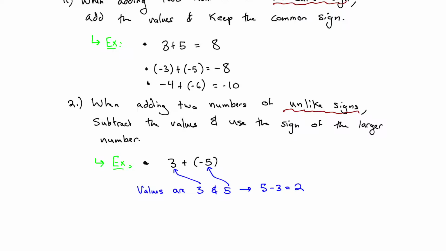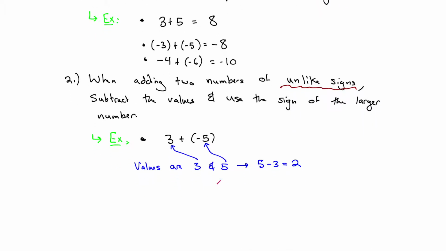Now, ideally, you won't need to do this after a while. I hope that you get to the point where you do this in your head. But I'm going to leave a little bit of a comment here, and I'm going to use pink this time. 5 is the bigger number and has a negative sign. Five is the bigger number, it has a negative sign. So our answer will be negative.